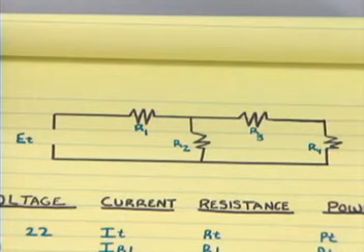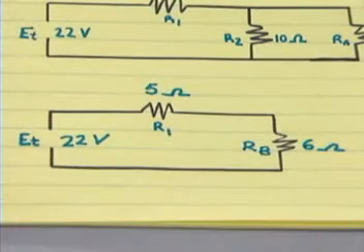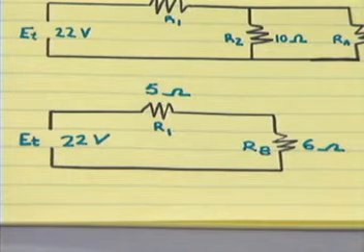Compare this with the original circuit. Notice that by simply recognizing which resistors were connected in series and which in parallel, you were able to use what you know about series and parallel circuits to simplify this circuit with 4 resistors into this basic series circuit with only 2 resistors. Now, using this simplified circuit, you can easily determine the total resistance.